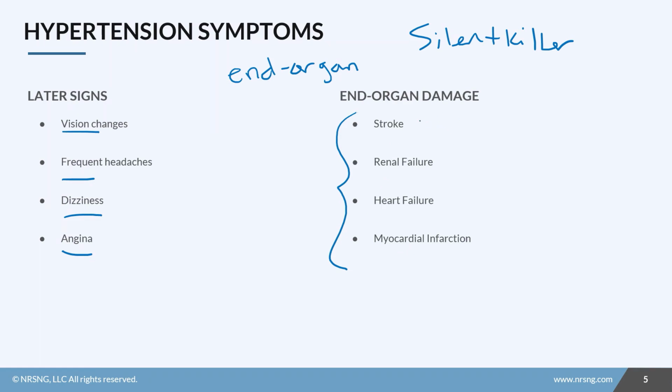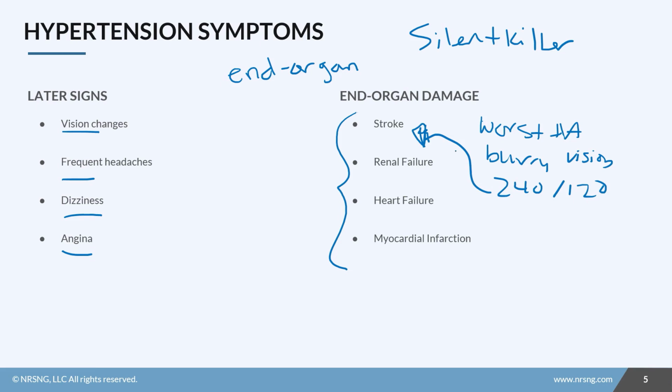You may have a patient present with the worst headache of their life and blurry vision, and it turns out their blood pressure is 240 over 120 and they have had a hemorrhagic stroke. Okay. So their blood pressure did not just go from 120 over 80 and suddenly go up to 240 over 120. This happens gradually. So we need to stress how important it is that our patients get their blood pressure checked at least annually. They can even just go down to CVS and have it checked for free.